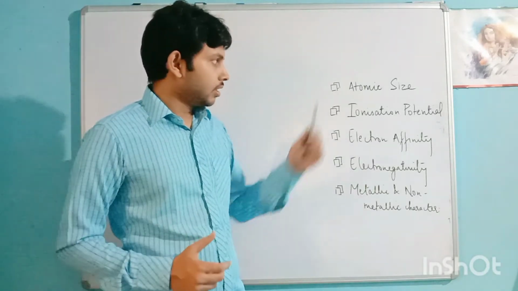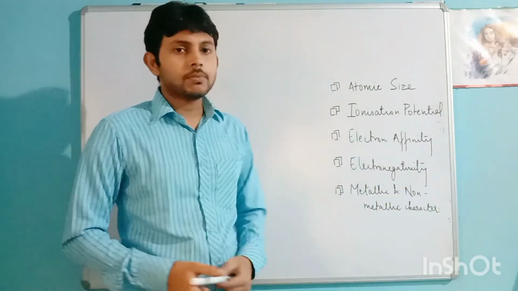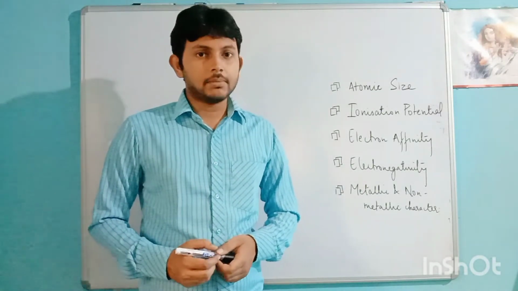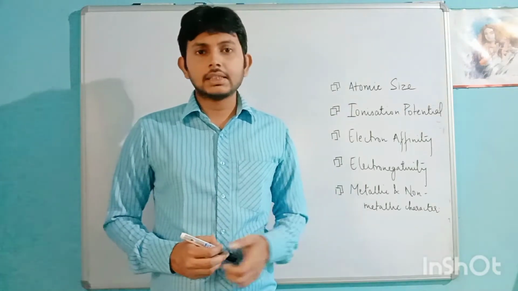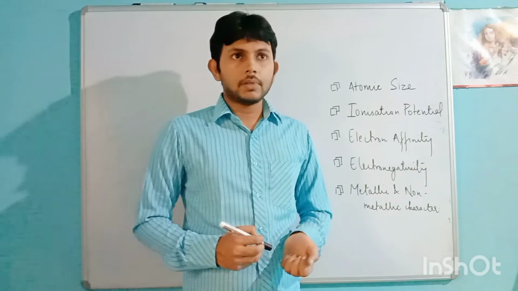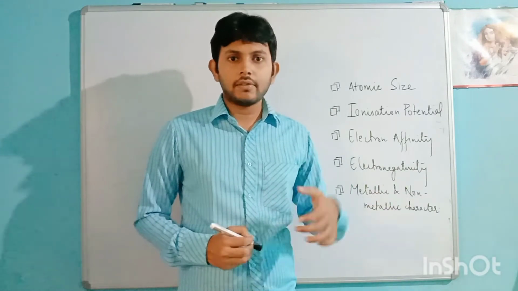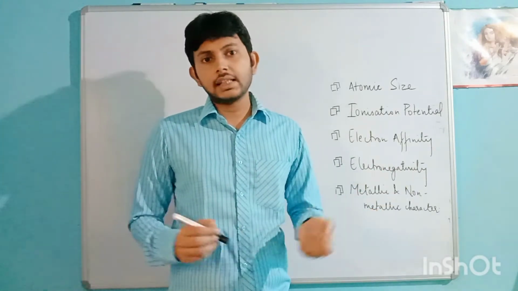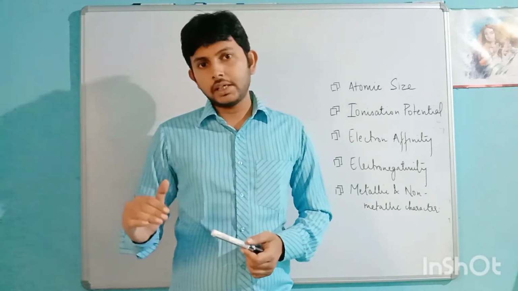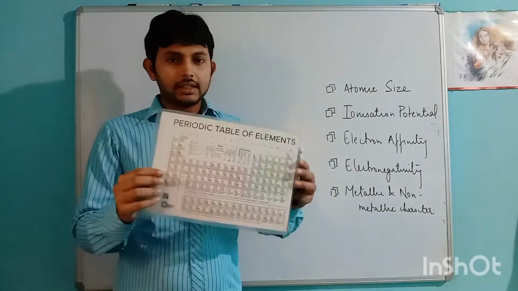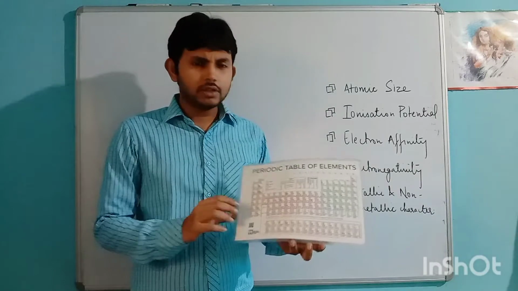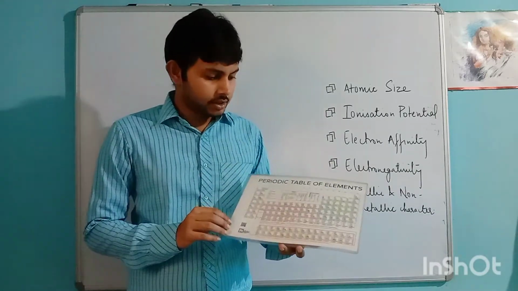So to know about these properties, you must know basic things about the periodic table. So in ICSE syllabus, you have to learn the atomic number up to 20, means you have to learn the elements up to calcium. First three periods, first four periods. So periodic table looks like this. You all have in your books in the last page, also in some chapters.